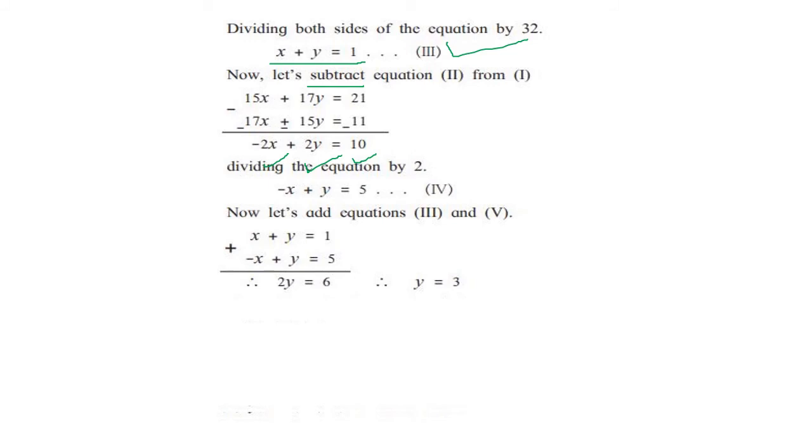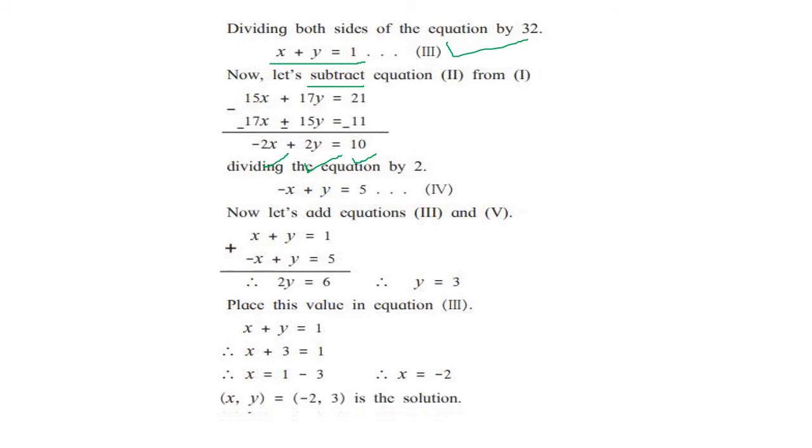Now we can solve it. 2y is equal to 6 and naturally y is equal to 3. Now we can substitute the value of y in equation number 3. The value of y is 3, x plus 3 is equal to 1, so naturally you will get x as minus 2. So our problem gets solved like this.